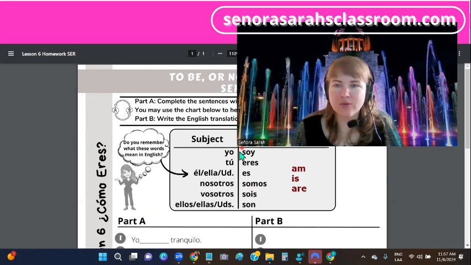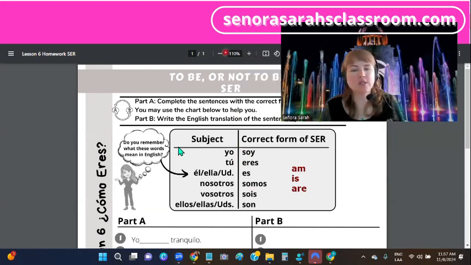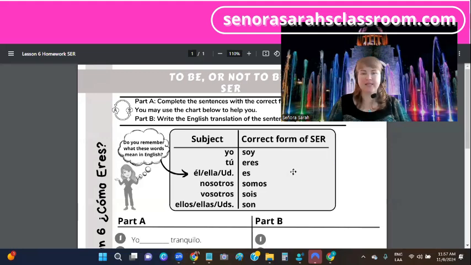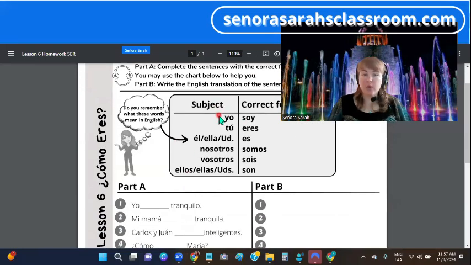But let's just run through quickly. We're not going to take as long on this one because the setup is very similar to estar. The idea is the same. Once again, you have to know what the pronouns mean. You got to know these words before you even start this, okay?